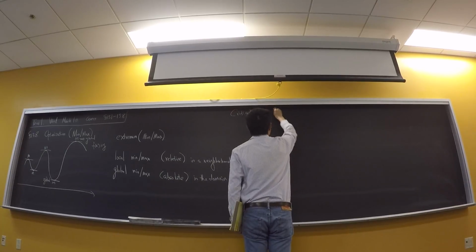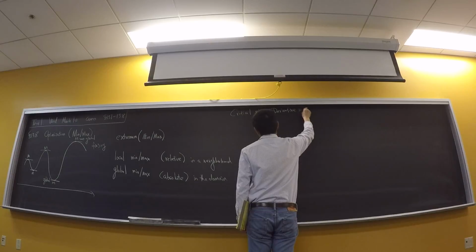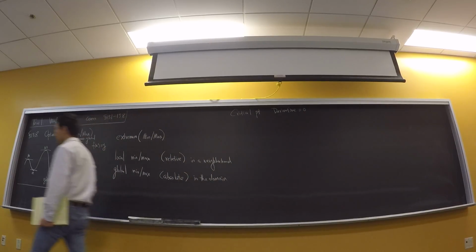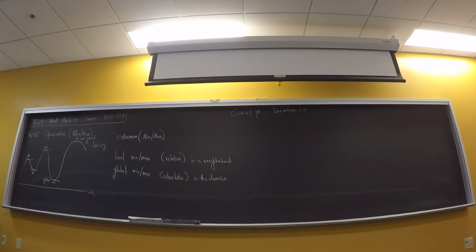Critical point basically means the derivative is equal to 0. Okay? On the other hand, as long as we can use derivative equals 0 to find all the extreme values, there's another test to tell whether it is a maximum or minimum. That's called the second order derivative test, right?